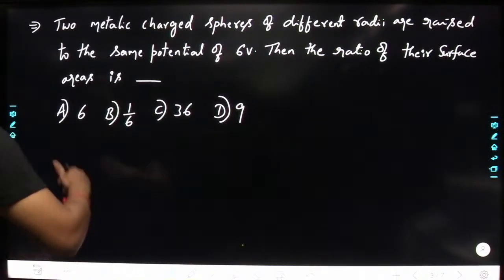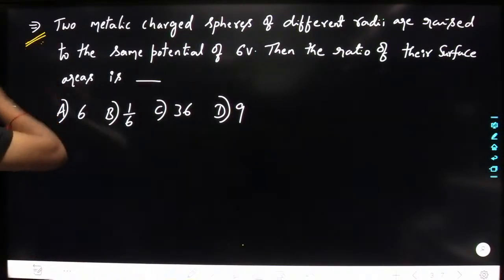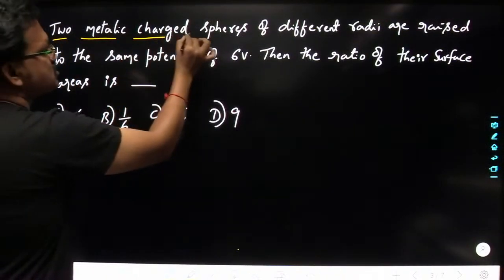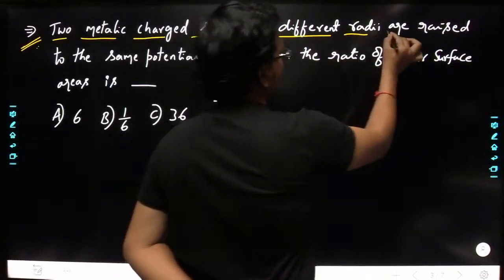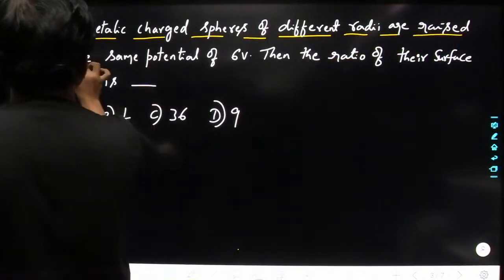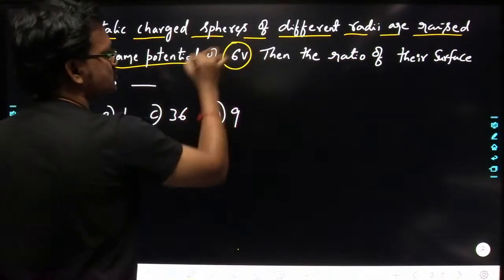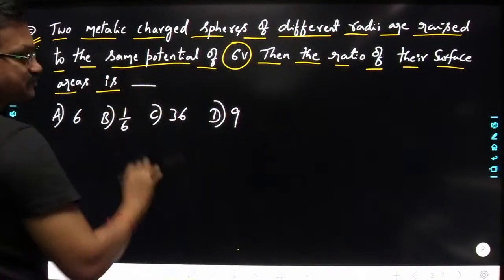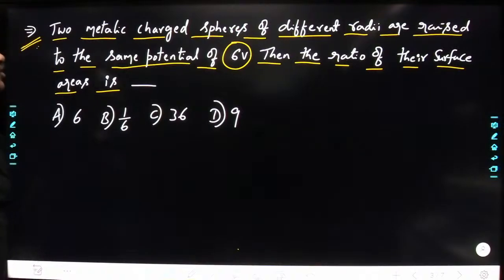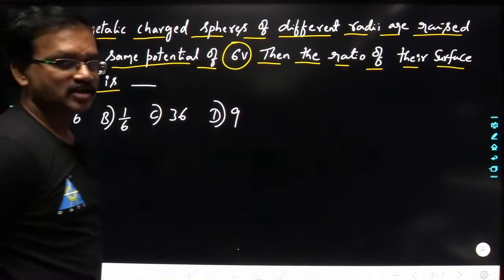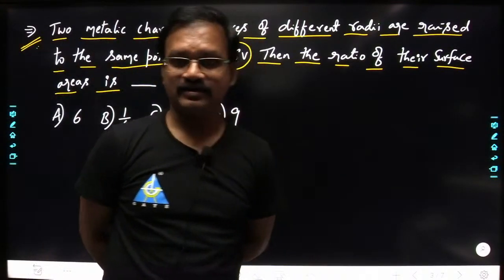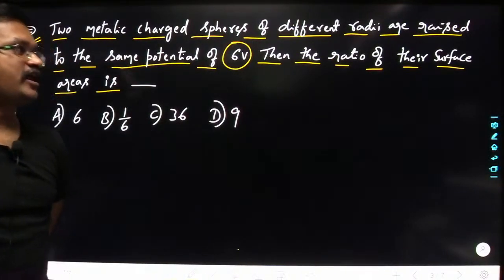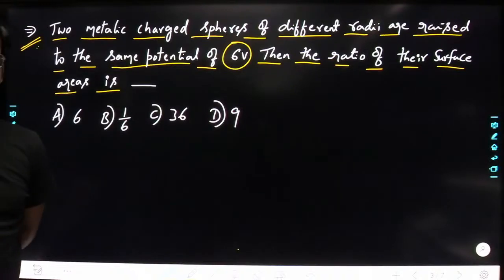Okay, so next problem, I have given this one here. So what is the problem? Two metallic charged spheres of different radii are raised to the same potential of 6 volts. Then the ratio of their surface areas is... So I have given two metallic charged spheres of different radii raised to the same potential of 6 volts. Then the ratio of their surface areas is?